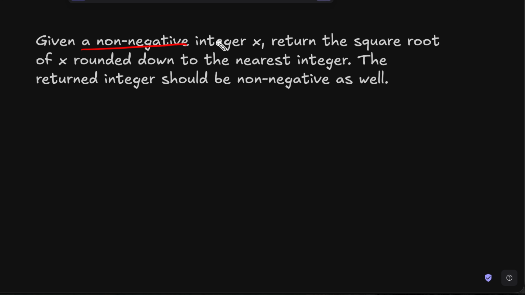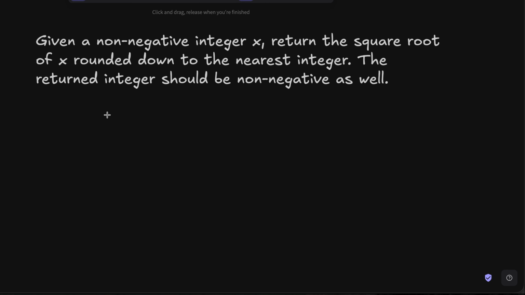So here we have a non-negative integer x and we have to return the square root of x rounded down to the nearest integer. Nearest means nearest on the left side. So if the answer is something like 2.89, we will end up returning 2. Then the integer that we are going to return should be non-negative as well. And which is a valid point, because if I have something like 4, then we have two numbers, -2 and 2, as its square roots. So we are only supposed to return the 2 instead of -2.